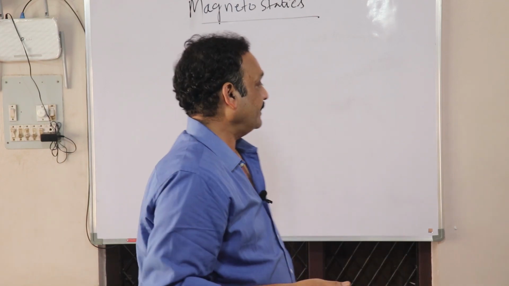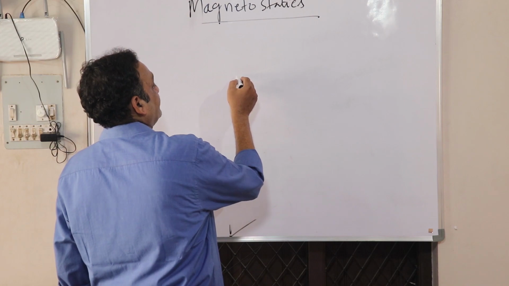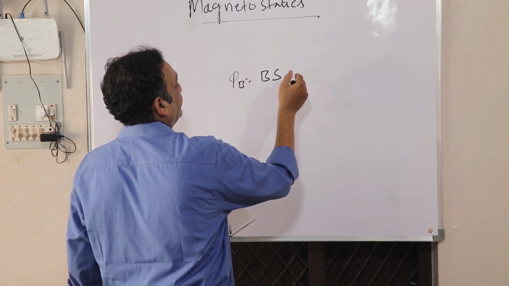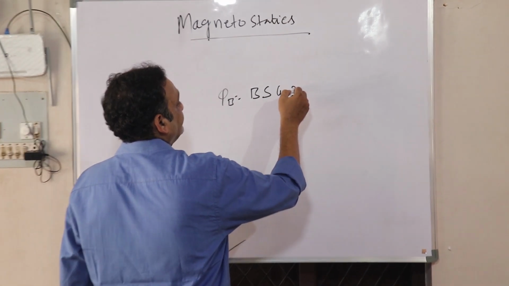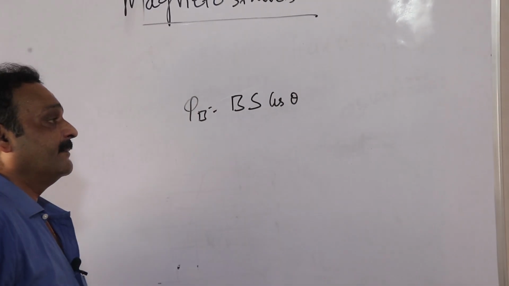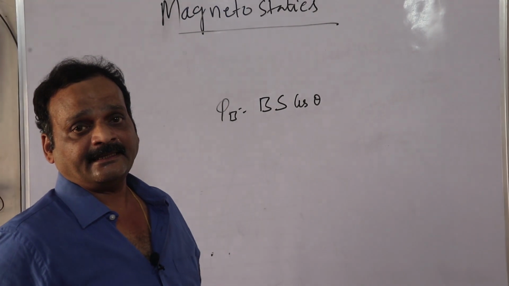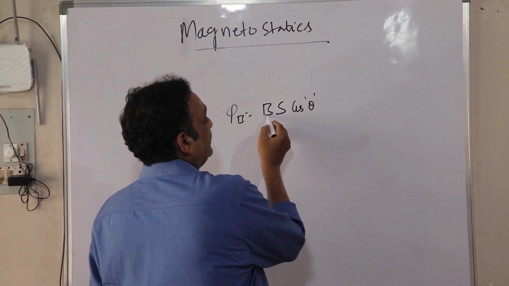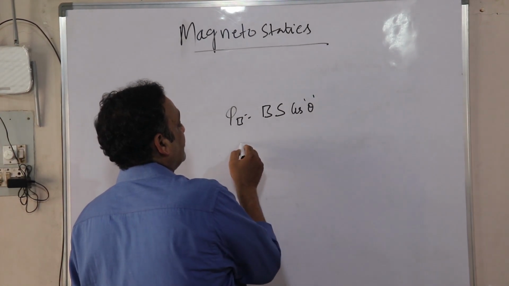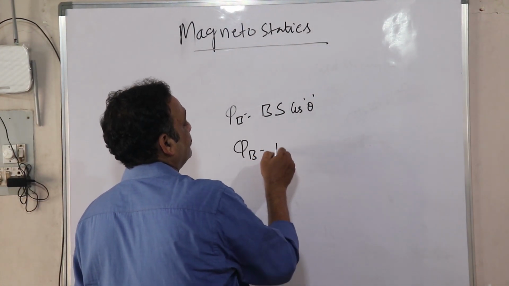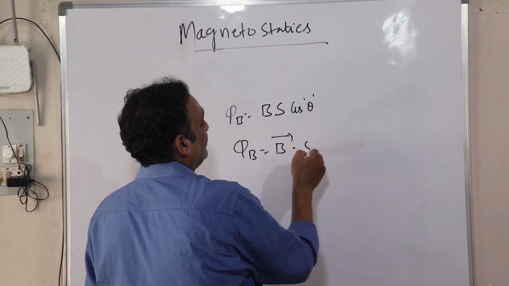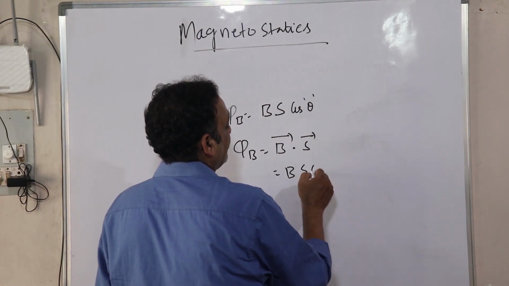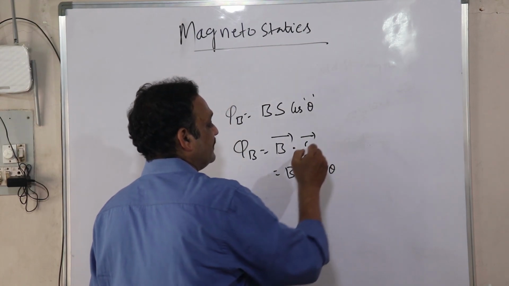The correct description of magnetic flux will be B into surface area into the cosine of the angle between the pen and the magnetic field. That is, theta is the angle between B and S. So B S cos theta. I'll write phi B equal to B bar dot S bar, which is nothing but B S cos theta.